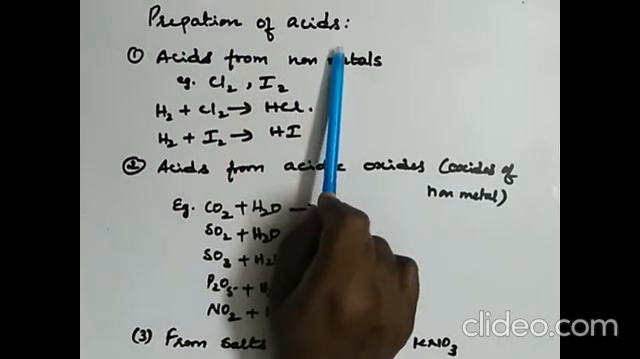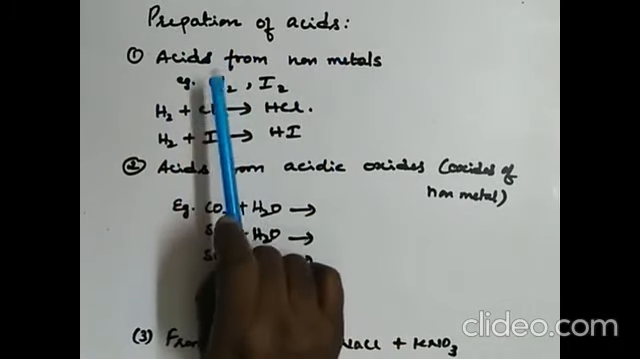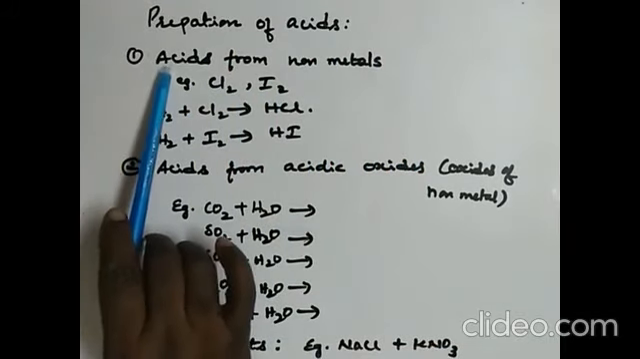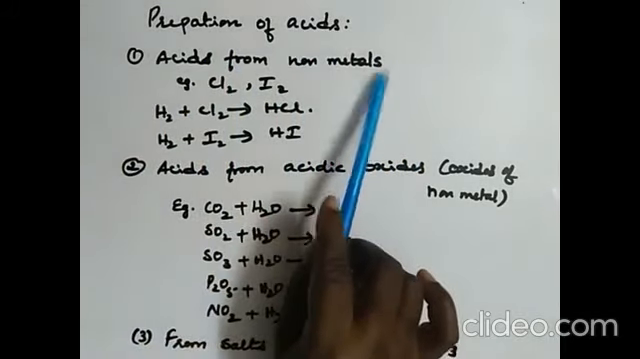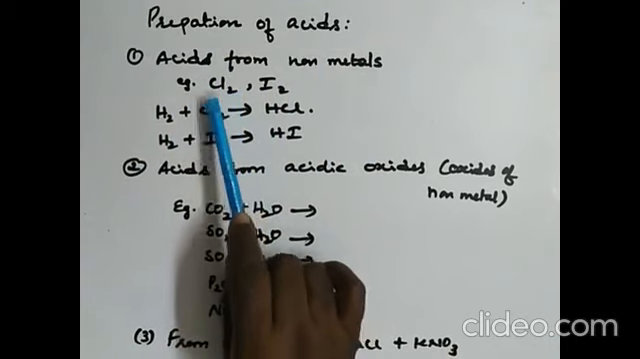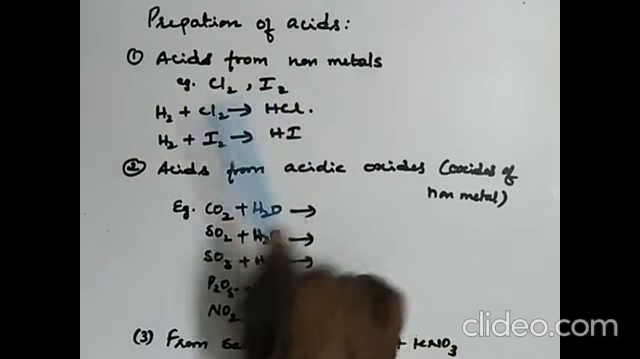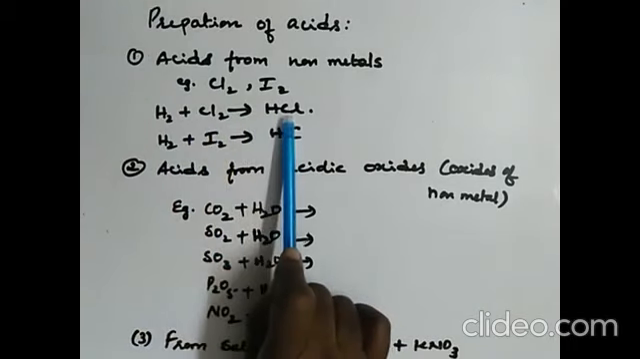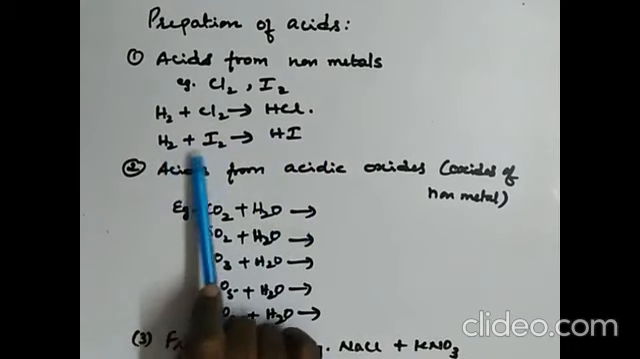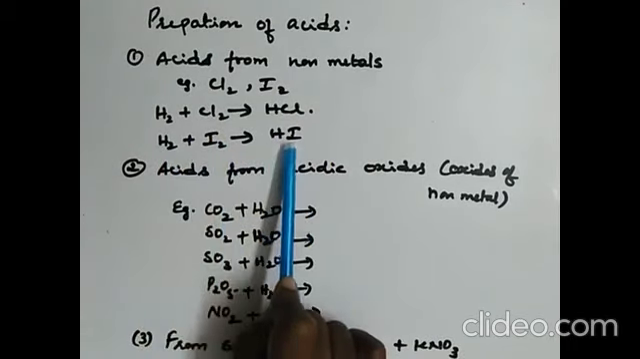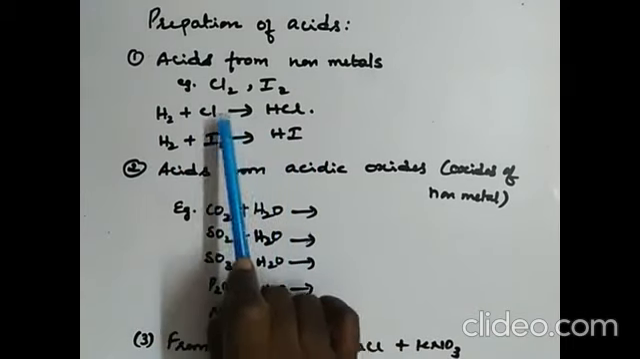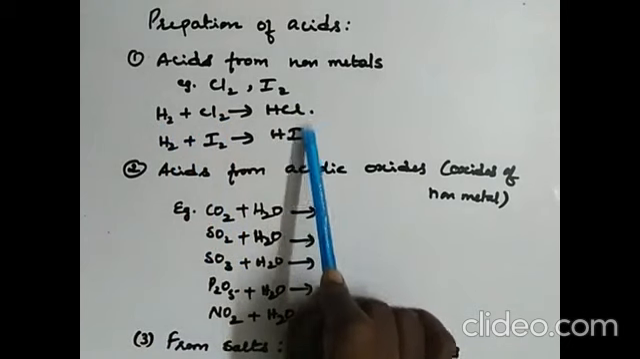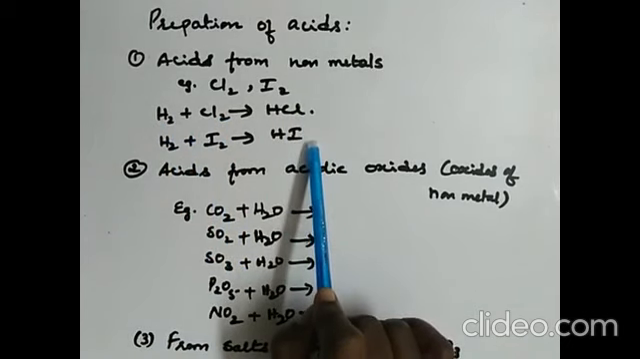Preparation of acids. Acids can be prepared by various methods. The first one is acids from nonmetals. The examples taken here are chlorine and iodine as nonmetals. Hydrogen combines with chlorine to form hydrochloric acid. Hydrogen combines with iodine to form hydrogen iodide. So from nonmetals, chlorine and iodine, when they combine with hydrogen, hydrochloric acid and hydroiodic acid can be formed.